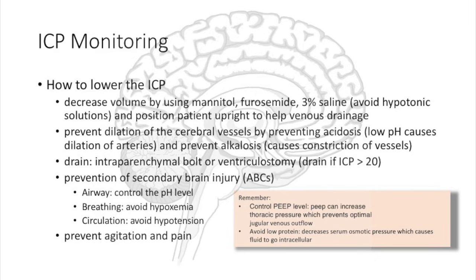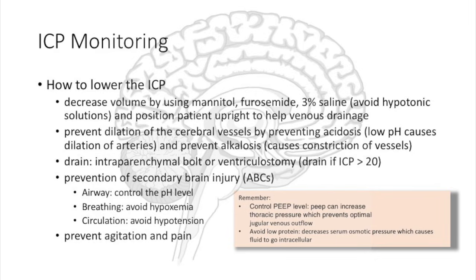There's a common theme across a neurology review. You want to avoid typically hypotension. You want to avoid typically acidosis. And you want to also prevent agitation and pain, because those also can increase the intracranial pressures.